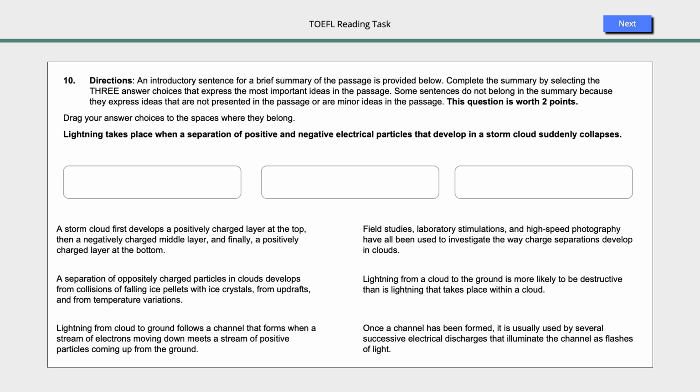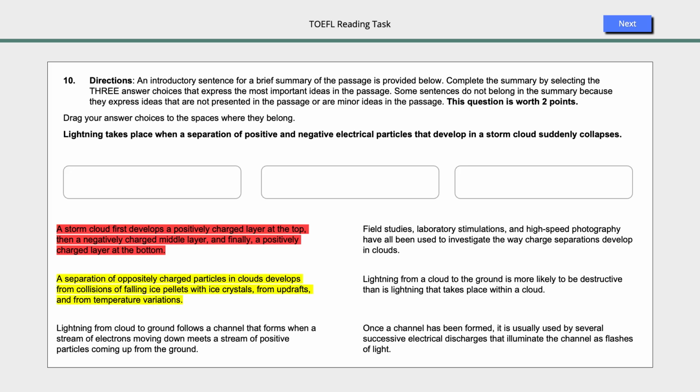The first sentence says, a storm cloud first develops a positively charged layer at the top, then a negatively charged middle layer, and finally, a positively charged layer at the bottom. This isn't supported by the passage because the layers all form at the same time, not separately like this suggests. So this choice is incorrect.